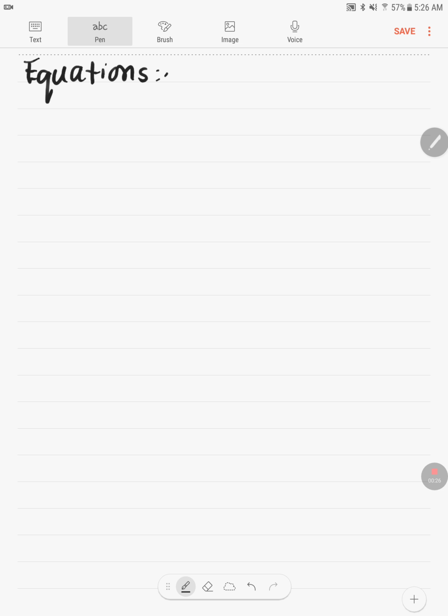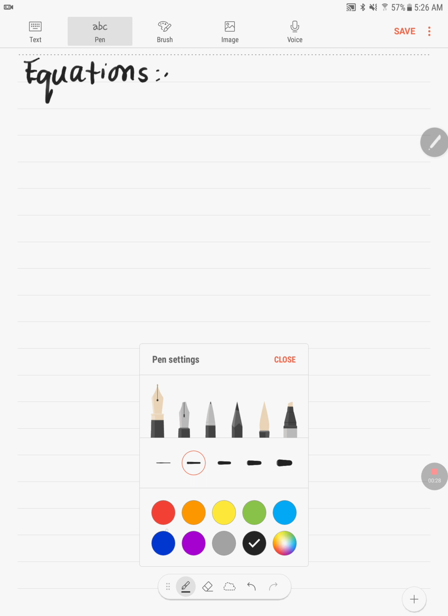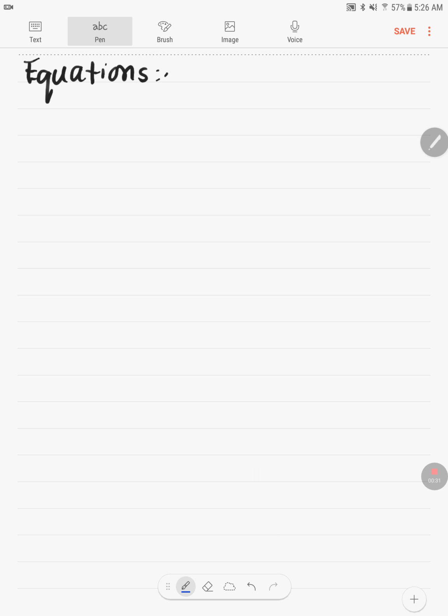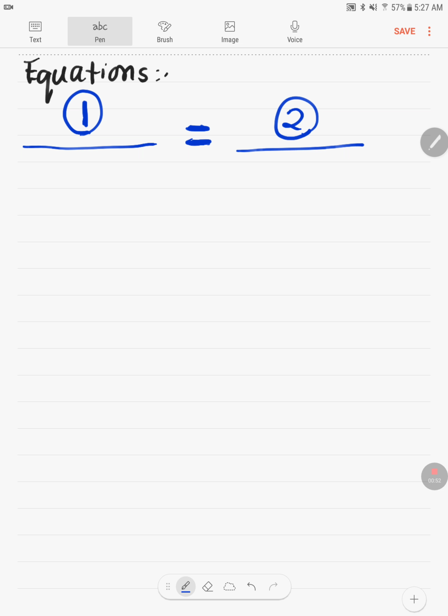So to define equation, an equation is basically an expression that describes two quantities that are separated by an equal sign, quantity 1 and quantity 2. And this equal sign means that the quantity on this side is equal to the quantity on this side.